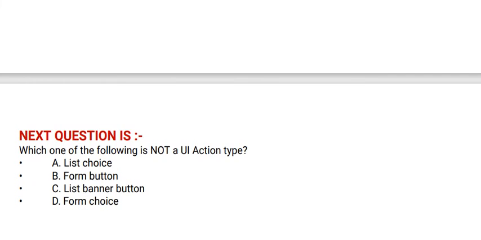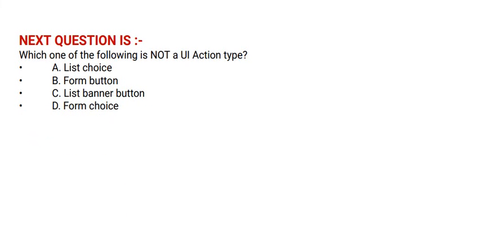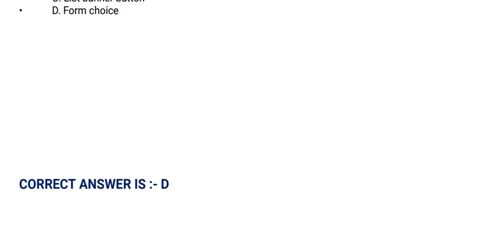Next question is, which one of the following is not a UI action type? Option A, list choice. Option B, form button. Option C, list banner button. And option D, form choice. And the correct answer is option D.